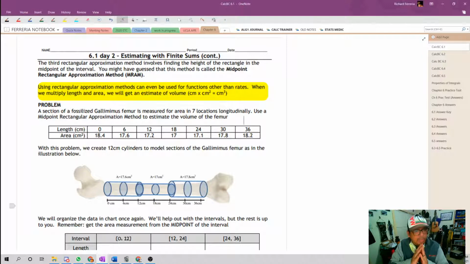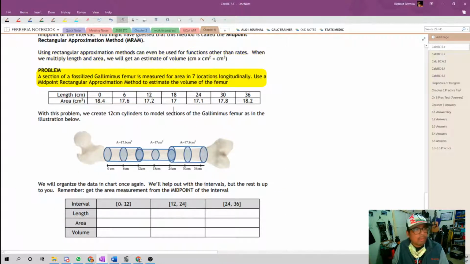So we're going to use this for this problem here, where we have the section of a fossilized gallimimus femur, and it's measured for cross-sectional area at 7 different places. And you know, that's probably easy. You're just going to figure the diameter of the bone and get the cross-sectional area based on the diameter of the bone, if it's reasonably circular, that is. So we're going to use what's called the midpoint rectangular method to estimate the volume of this femur.